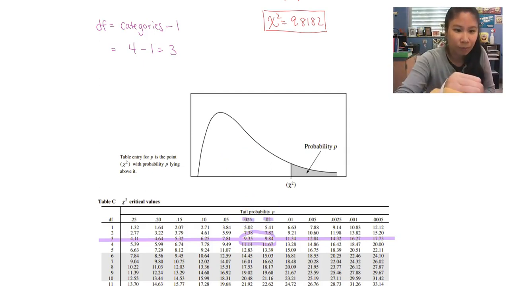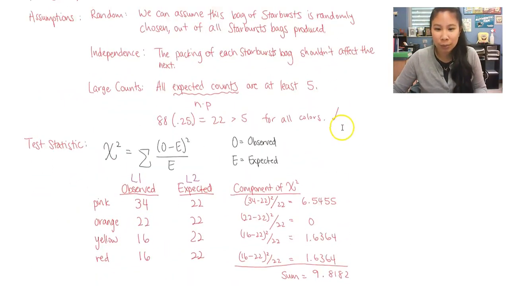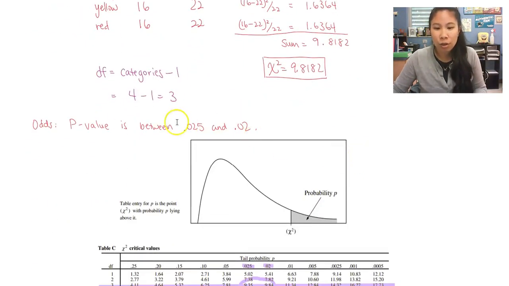So this table does not tell me the exact p-value. It only tells me what my p-value is in between, but this is still enough information to actually compare it with alpha. Remember earlier we said alpha was going to be 0.10. So we are comparing these numbers. If our p-value is in between these two numbers, it's got to be less than 0.10, which means if my p-value is less than my level of significance, we would reject H0.